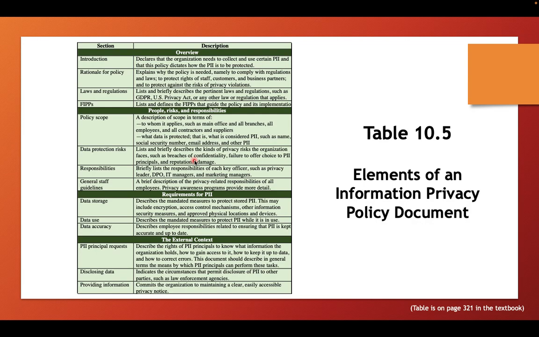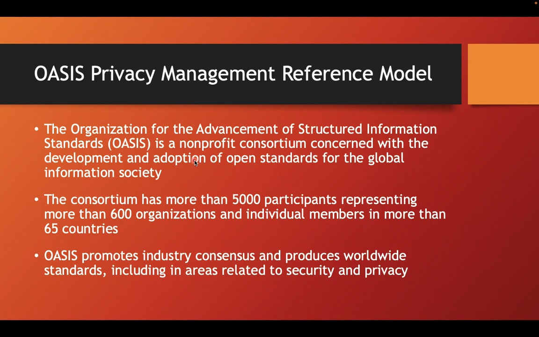Here are the elements of the information privacy policy document, which you can take a look at. And then here is the OASIS privacy management reference model. OASIS is an acronym, which means the Organization for the Advancement of Structured Information Standards. That's the meaning of OASIS. Organization for the Advancement of Structured Information Standards.